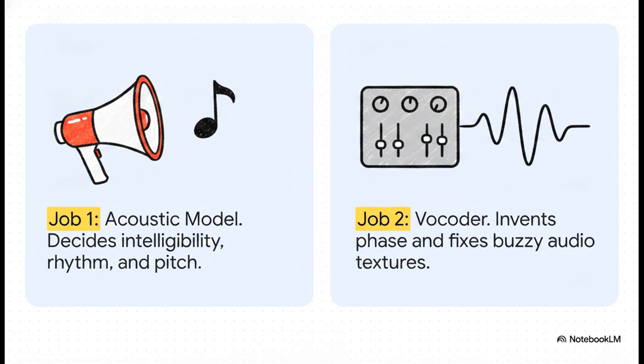And you can actually use this to diagnose your own model. If it mispronounces words or has weird pauses, that's a Job 1 problem. Go look at your data. But if it sounds robotic, metallic, or gritty, that is absolutely a Job 2 problem, pointing directly at your vocoder.